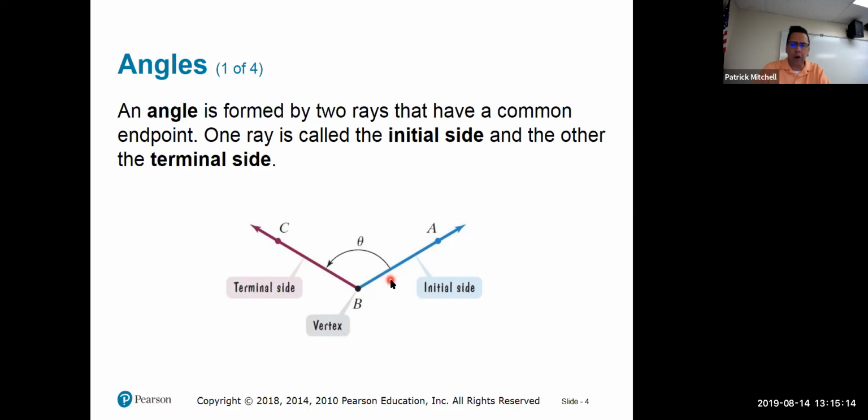So in a lot of situations, it does matter which side is the initial and which side is the terminal. All right, in this case, if I switch the initial and the terminal, then the angle would go in the opposite direction. And we'll get more into that later. The point where the initial side and the terminal side meet is called the vertex of the angle.